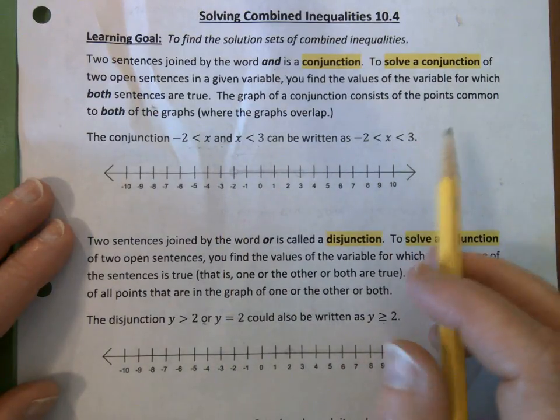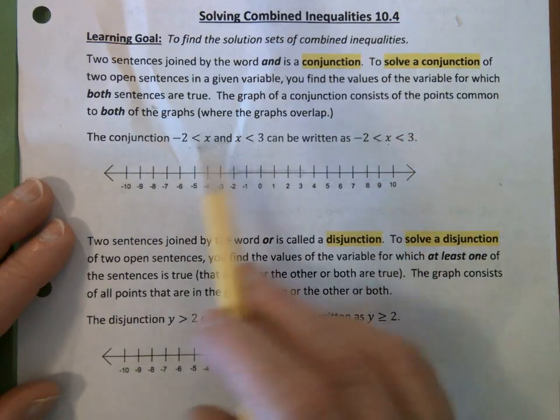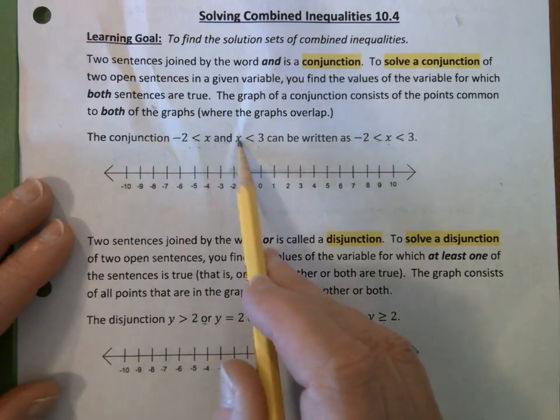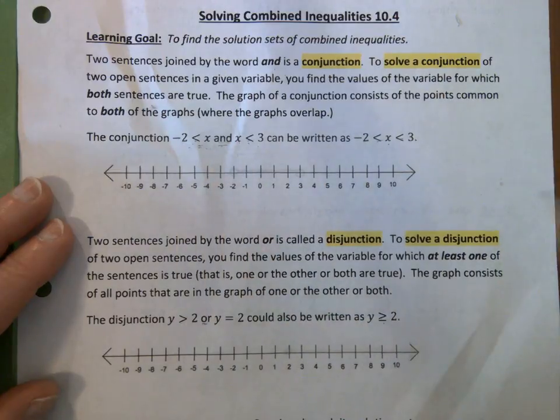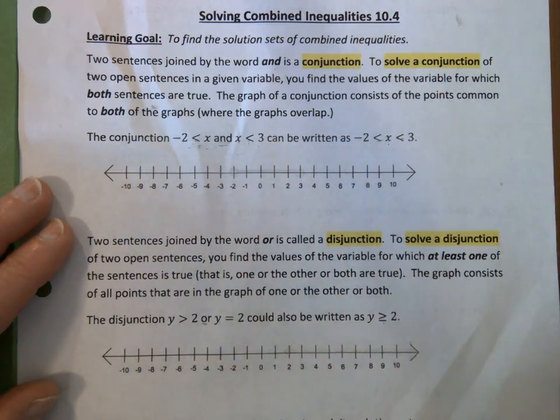And we've seen some like this already, where you just have two inequality symbols and you have the variable in between. Well, these are conjunctions, and so you're looking for solutions that make both inequalities true. That's where the and comes in. Both have to be true. So a lot of times you'll have the graph of one and the graph of the other, and you're looking to see where they overlap.